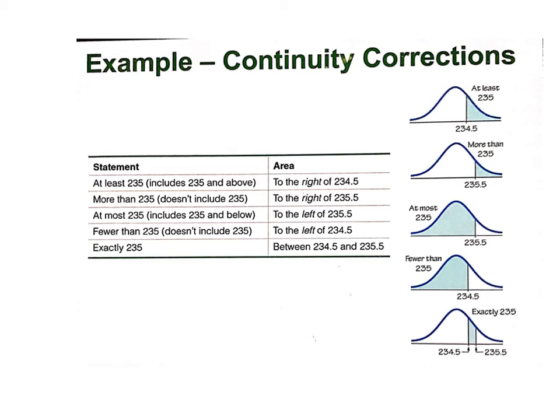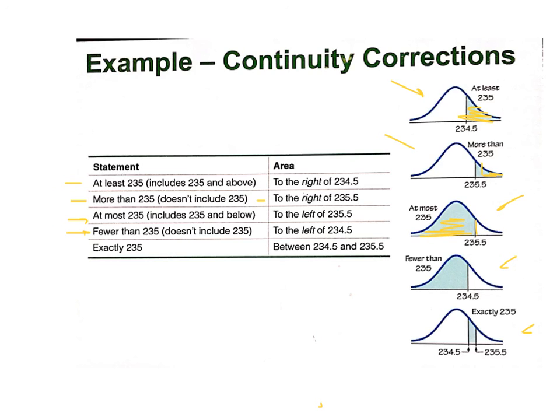Okay, so if you see the words at least, and I'm using 235 because that's what we use in our example. If it says at least 235, remember we do our little surround. We're going to go from 234.5 to the right. If it says more than 235, that doesn't include 235, so we start at 235.5 and shade to the right. If it says at most 235, that includes everything from 235 and below, which means you start at 235.5. You start past it and include it.